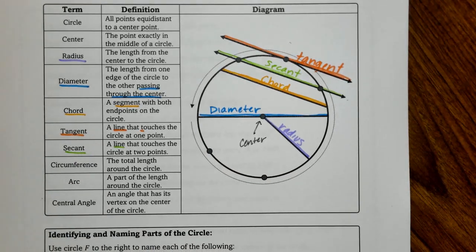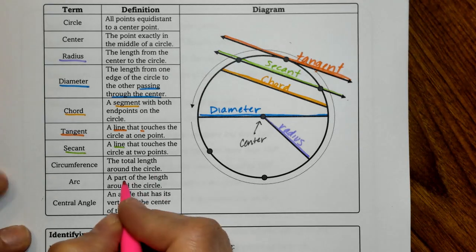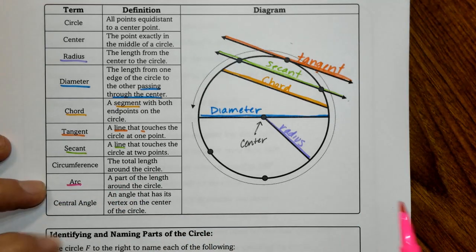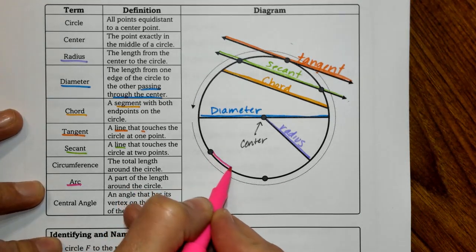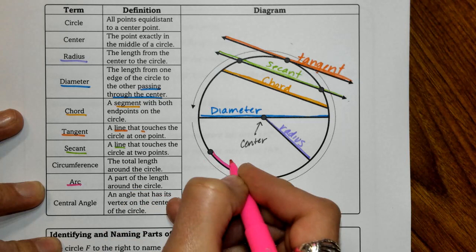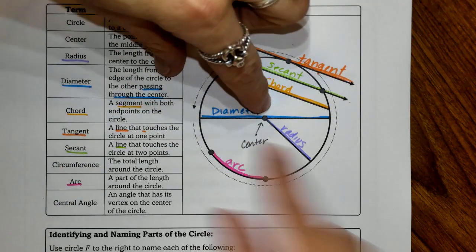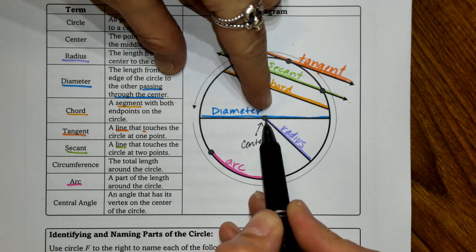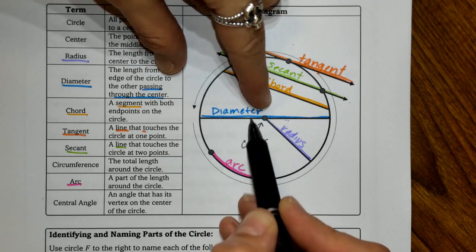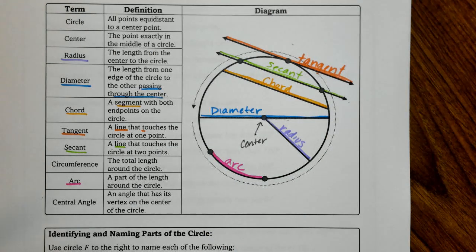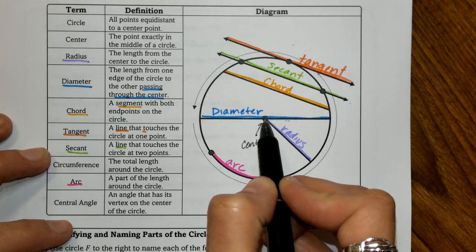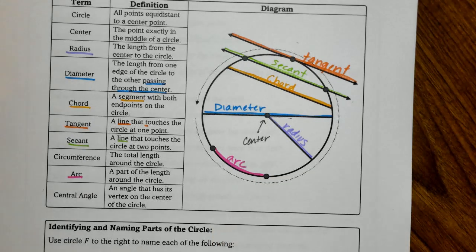Now your arc, we'll get more into major arcs, minor arcs, and semicircles later, but your arc is part of the length around a circle. So right here, if we look between these two points, this forms an arc. And your central angle is an angle whose vertex is at the center. So right here, this is a central angle, this is a central angle, and technically that's a central angle, it's a straight angle. But your central angle has the vertex at the center, hence central angle.